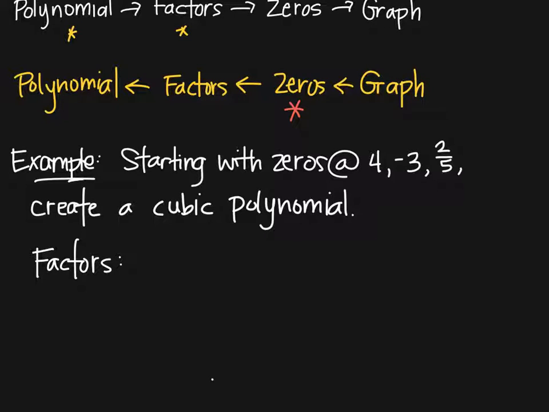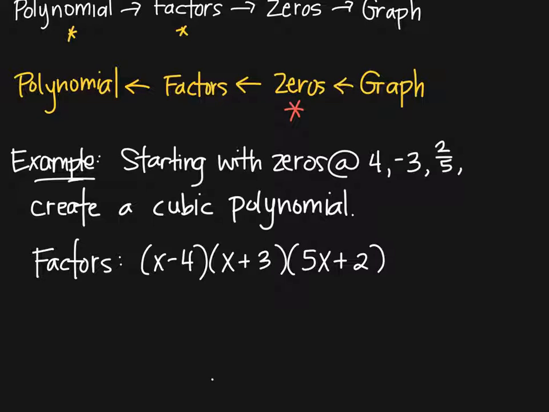If the zero is 4, which means it's hitting the graph at 4, from what factor would that have come? X minus 4. A factor is always written as parentheses with an x. If the next zero is at -3, which means my graph crossed at -3, what factor would have produced that? X plus 3. And if it also crossed the x-axis at 2/5, what was the factor? Nice job, 5x plus 2.